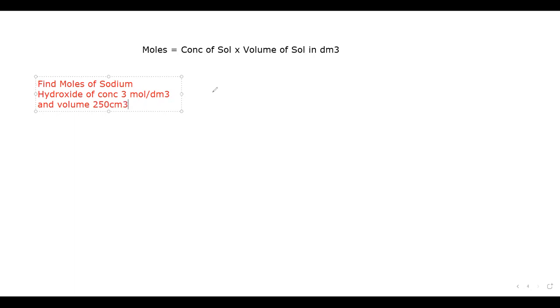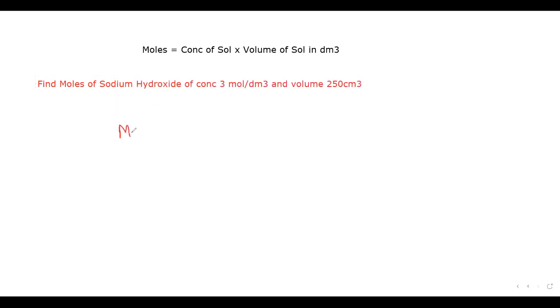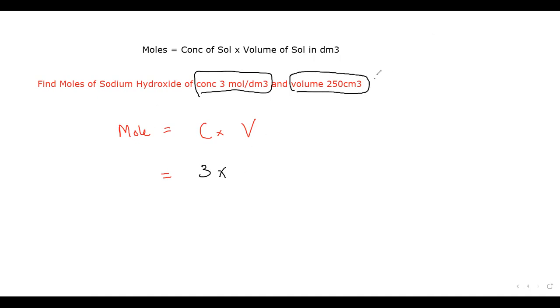So we have to find the moles. The formula for finding moles is concentration times volume. What is the concentration given? It's given 3, like 3 particles in a unit space, multiplied by volume. What is the volume? 250 cm cube. But whenever we substitute, the volume must be in decimeter cube. So how to convert cm cube into decimeter cube? We have to divide by 1000. So 250 divided by 1000 is equal to 0.25.